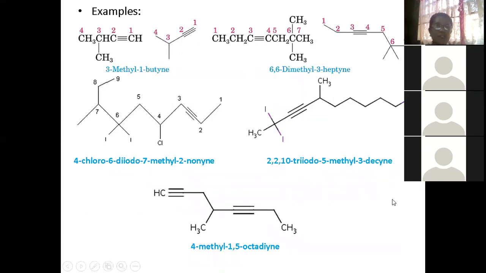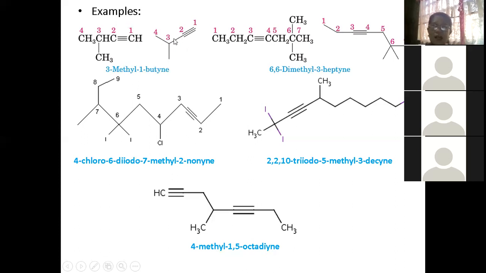So, an example for this we have here. We have this structure here that is 1, 2, 3, 4. So it is butyne. There is a triple bond at 1. So there is one butyne, that's the parent, and there is a methyl at carbon 3. Therefore, the name of this is 3-methyl-1-butyne. Okay?